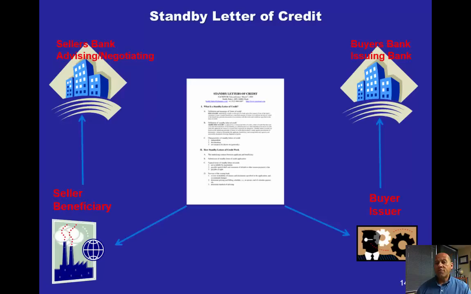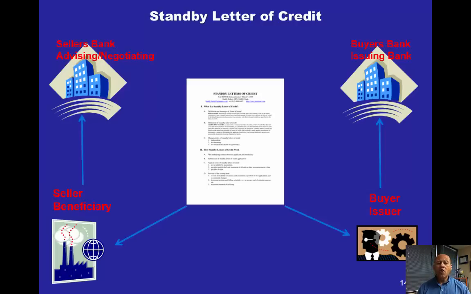A standby letter of credit may also be used by a buyer to gain credit terms. In other words, they may put a certain amount of money in a standby, and if they don't meet their payment obligations, then the seller can collect on that standby letter of credit to recover, thereby reducing their risk.